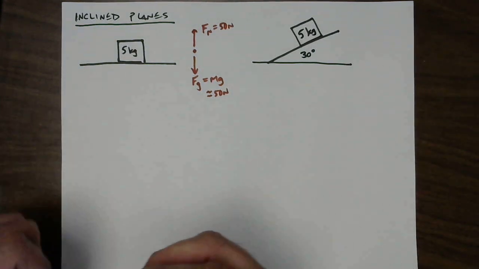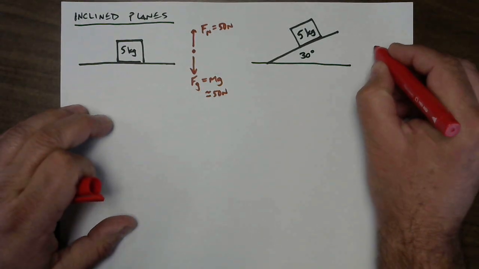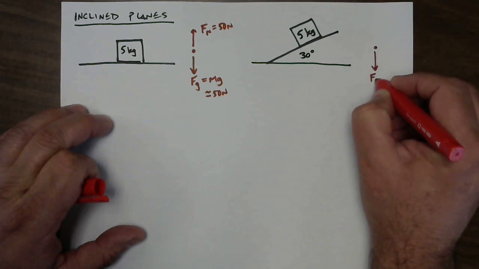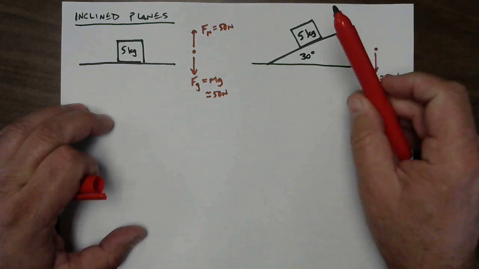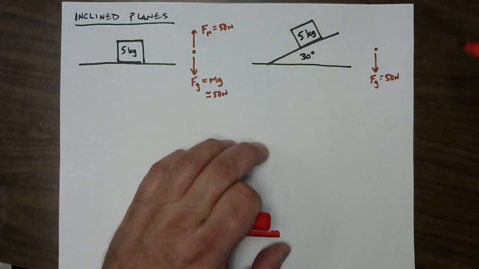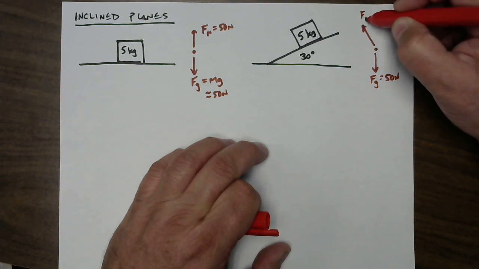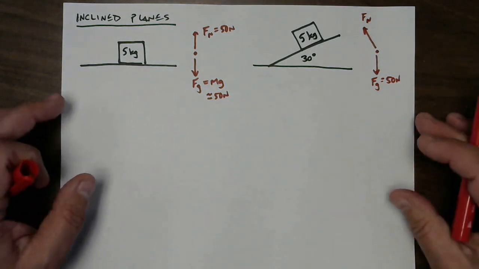Let's draw a free body diagram for that situation. Well, it's going to be a little different. The weight component is going to be the same. It's going to be downwards, and it's going to be about 50 newtons. But the normal force is now going to be perpendicular to the plane, which is at this angle. It's been tilted over here. It's 30 degrees away from where it used to be.